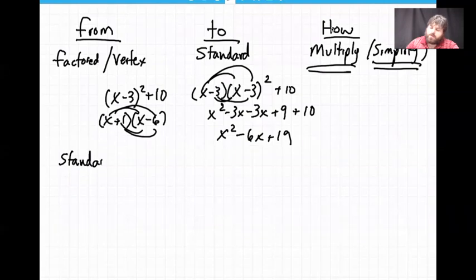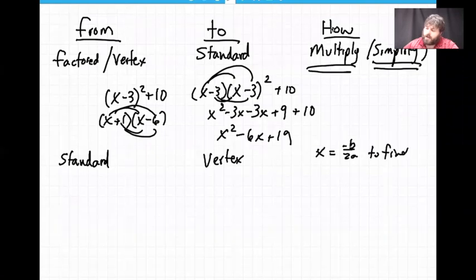All right, what if I want to go from standard form to vertex form? Now, a lot of the times we learn this process called completing the square in Algebra 2. You could do it, but I wouldn't recommend it. So what I would do is I would use x equals negative b over 2a to find the vertex. So I would use that standard form to find the location of the vertex, right? You get your x, you plug it back in to get your y. Then I would just write it in vertex form.